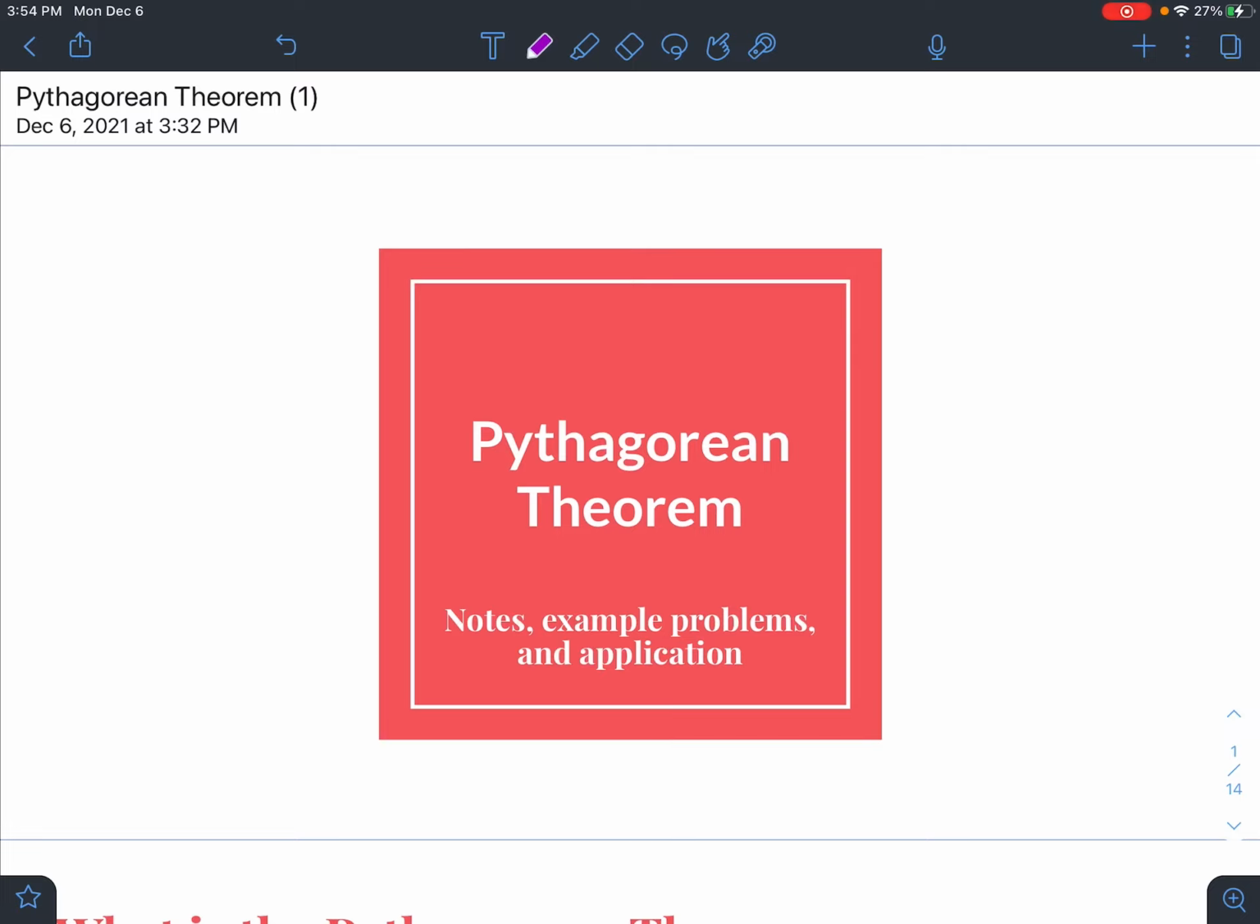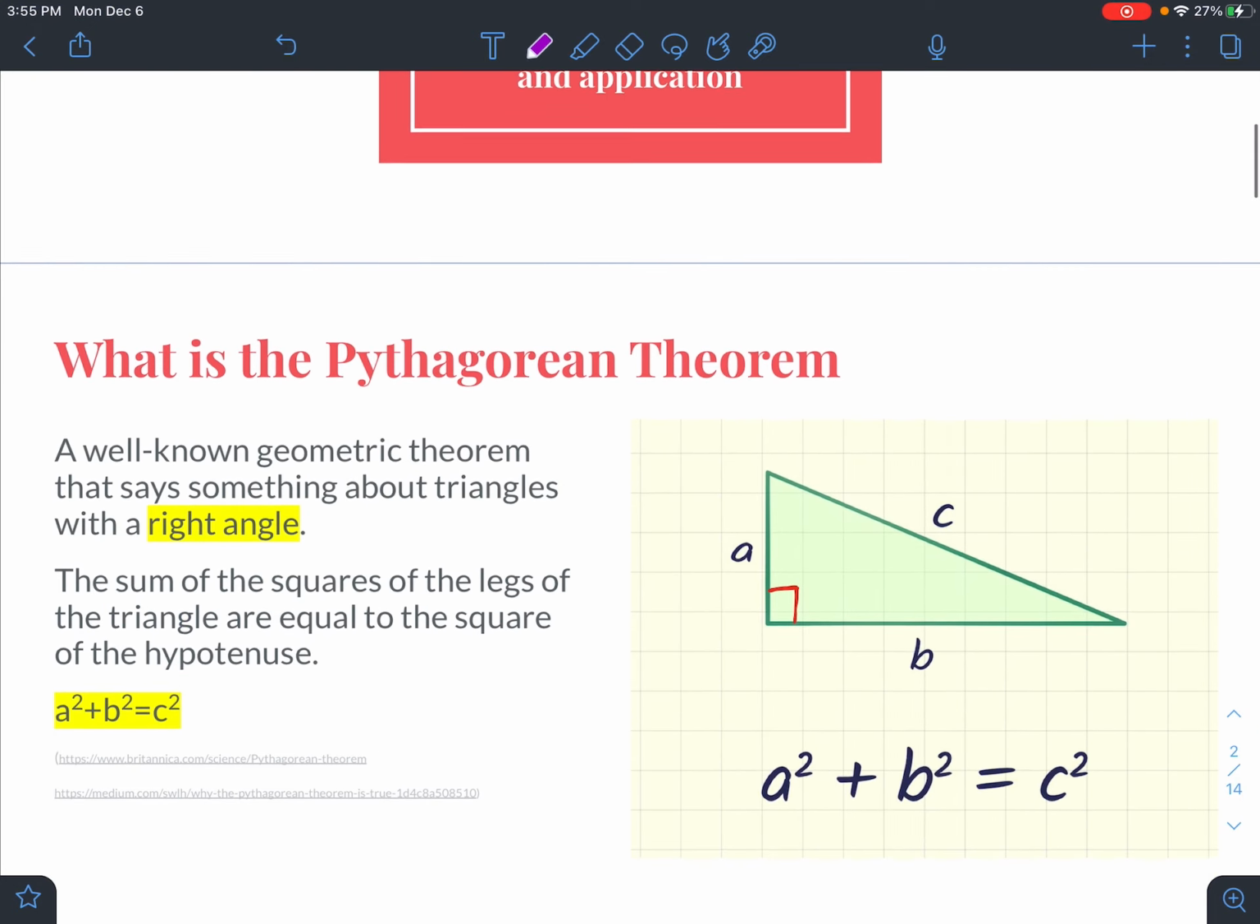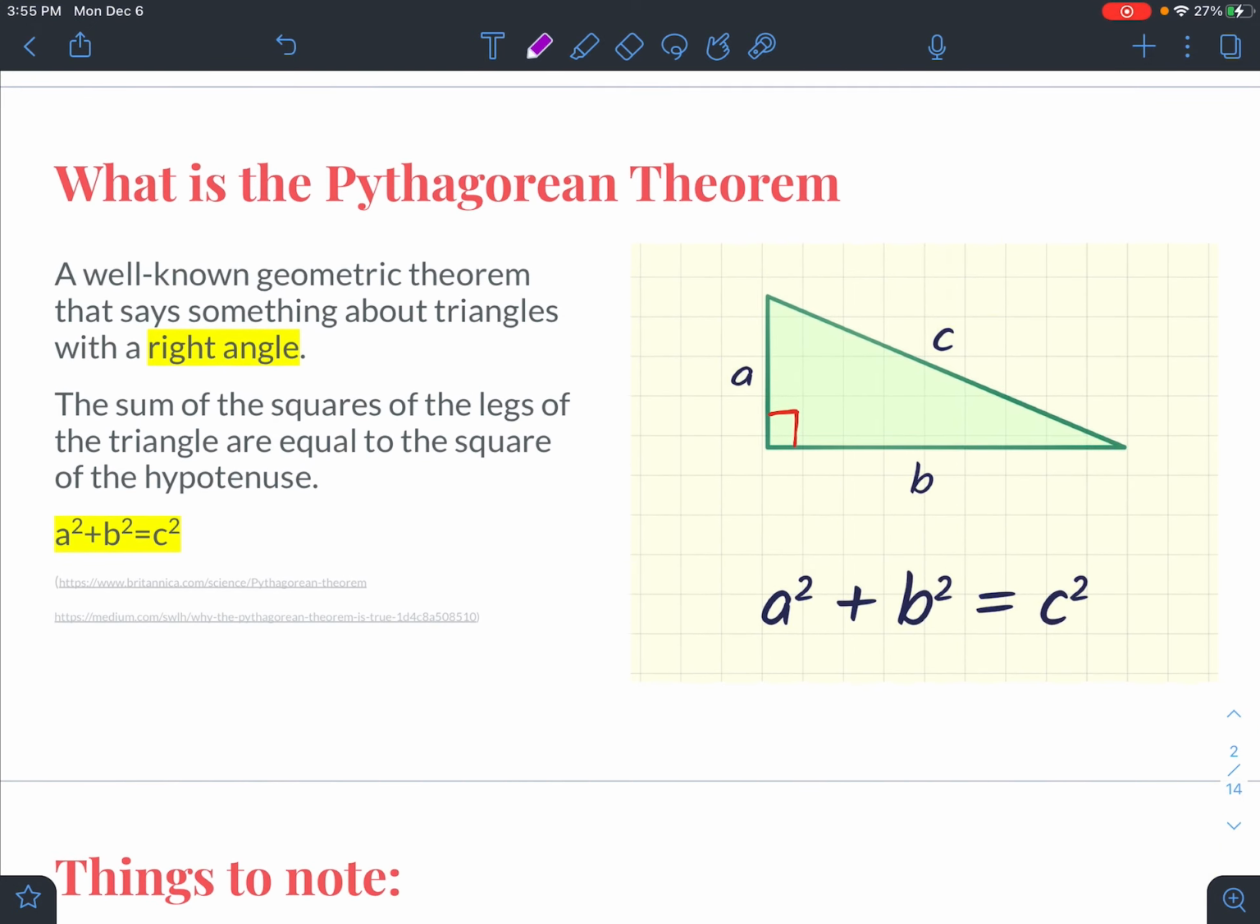In this video, we're going to go over some notes, a few example problems, and application problems. So what is the Pythagorean theorem? The Pythagorean theorem is a well-known geometric theorem that says something about triangles with a right angle. So that's really important that the triangle has this right angle here, okay?